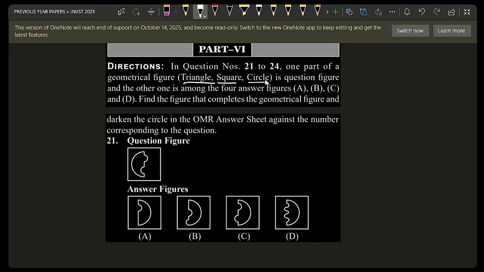So 21st is definitely the circle. We have to fill the circle. So we can fill the circle with which option? Just follow this cut portion, this pattern. You can see it clearly in option C. Go to the next one, 22.